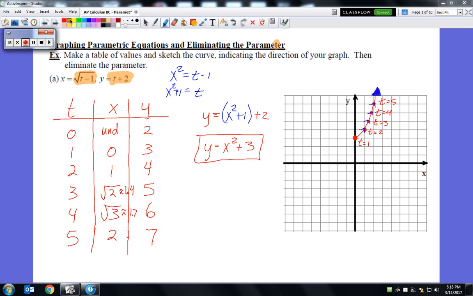Okay, so we're going to make the table, and then we're going to sketch the curve, and then we're going to show the direction of the graph. If you see already, I have a t column, an x, and a y column. And what I did was I chose time of 0 as a default because there is no quote-unquote negative time.